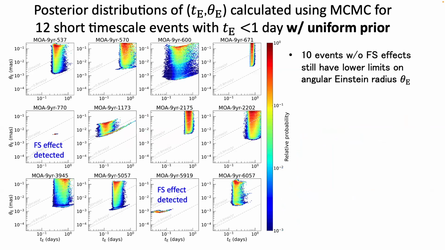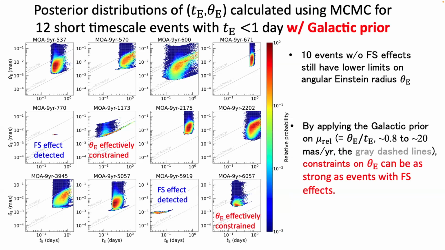Okay, and these are the posterior distributions of tE and theta E calculated using the MCMC for 12 short time scale events with tE shorter than 1 day, with a uniform prior in log tE and log theta E. And these two panels with blue text are the finite source effect detected events I introduced earlier. And for the other 10 events without the finite source effect, we still have lower limits on the angular Einstein radius theta E.